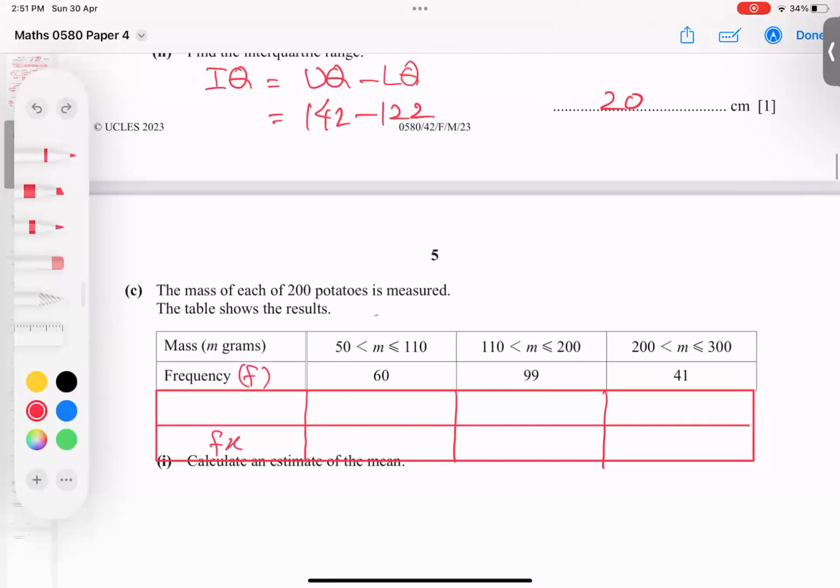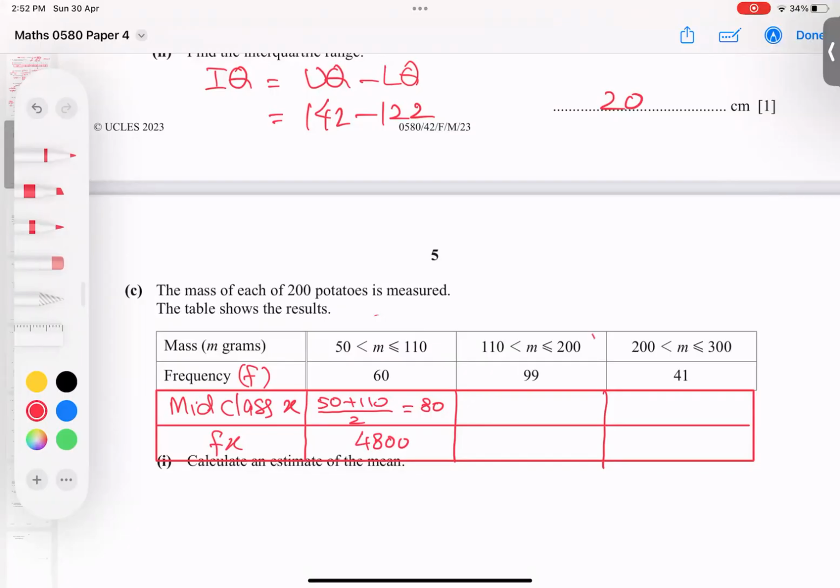So we have F, but we don't have X. How to get X, students? This is not given, because it's 50 to 110, I don't know. So when I don't know, find the average. It's called mid-class. Mid-class is represented by X. So 50 plus 110 divided by 2, I got 80. This is called X now. And now I can multiply. So 60 times 80 is 4800. I hope you understood well what I'm saying.